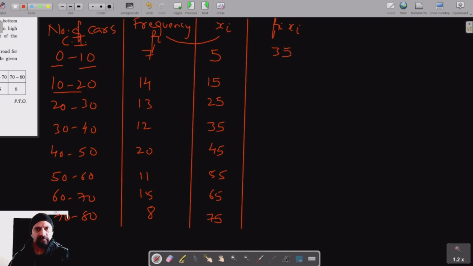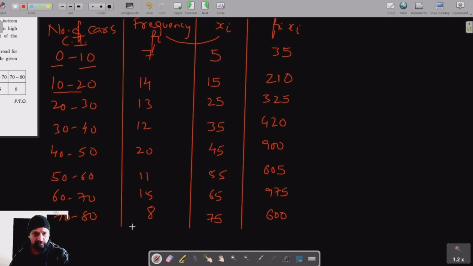So 7 into 5 is 35, and 14 into 15 is 210. 13 into 25 is 325. 12 into 35 is 420. 20 into 45 is 900. 11 into 55 is 605, and 15 into 65 is 975. 8 into 75 is 600.